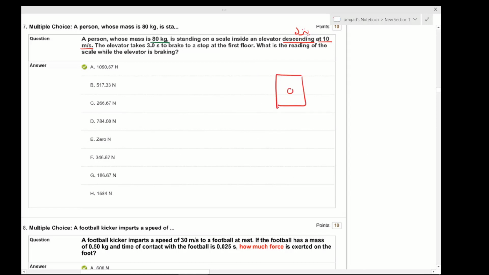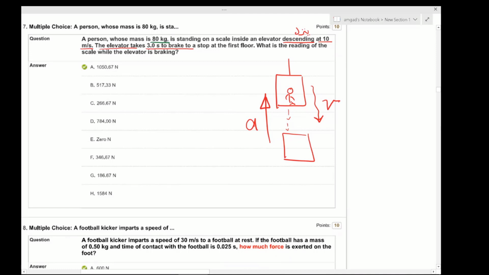This is an elevator, somebody is inside, and the elevator itself is moving down. But he doesn't say anything about acceleration yet. We will see it in a minute. The elevator takes 3 seconds to brake to a stop. So the elevator is moving down, but it brakes until it stops. So what is the direction of acceleration here? Upward. Yes.